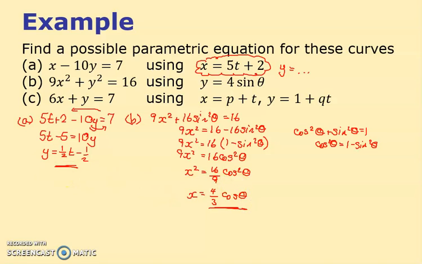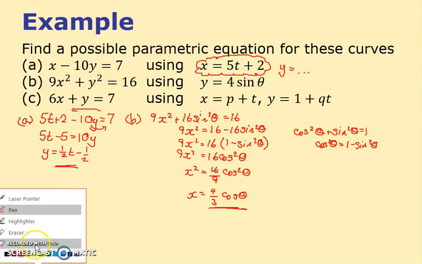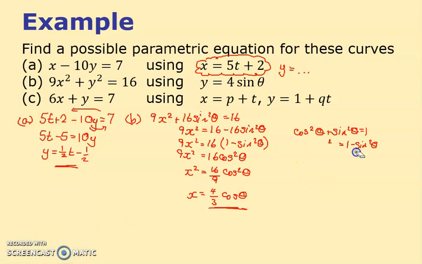I'm just going to get rid of some of my annotations, so I've got space to do the last one. Good. Now let's go back to the C. I don't even know what C said. C: 6x plus y equals 7. That's interesting. They've got both of them this time. Let's just go with it.